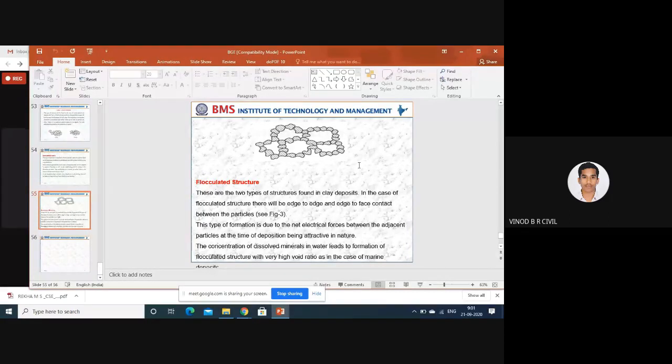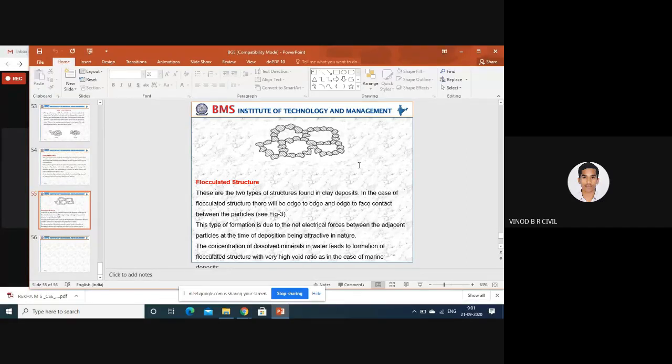And next one is the flocculated structure. These are the two types of structures found in clay deposits. We can expect them only in a clay deposit. We can't expect them in silt or sand or any other material.